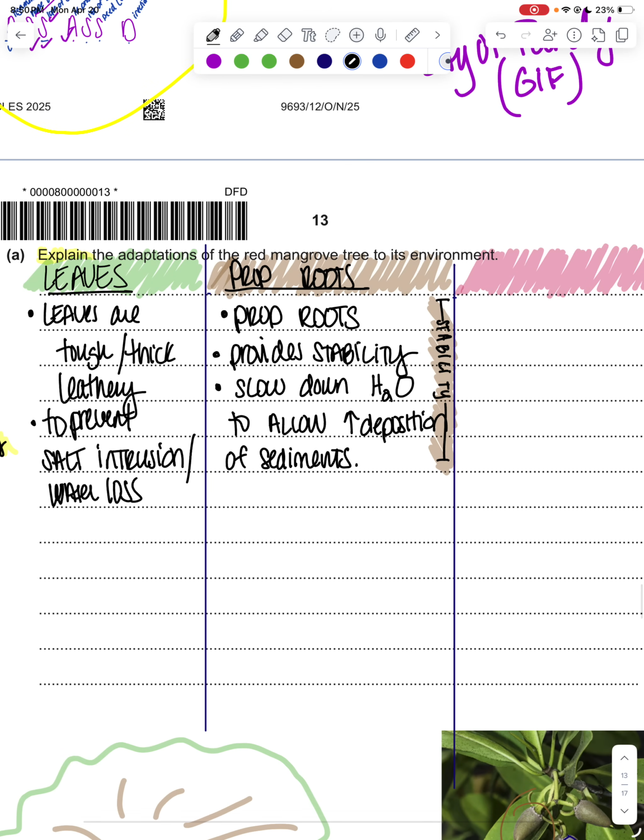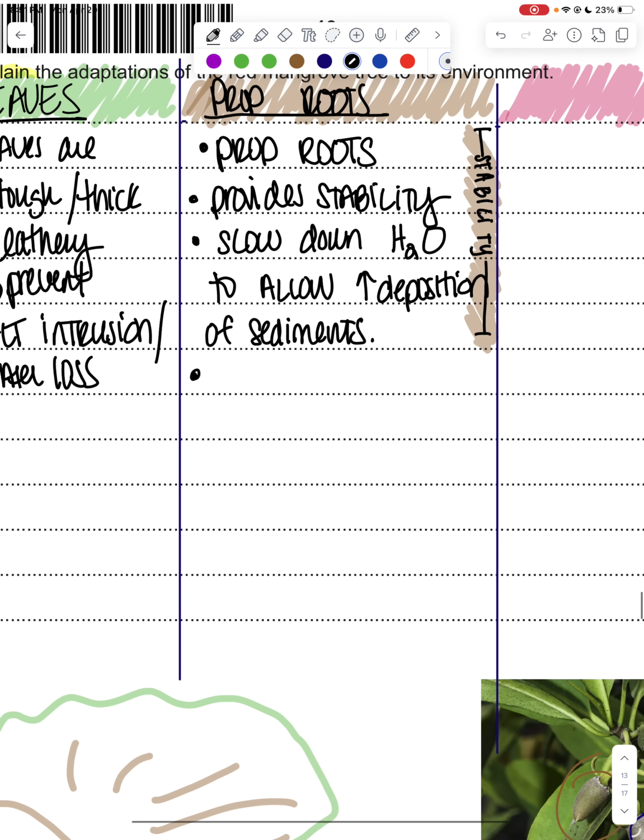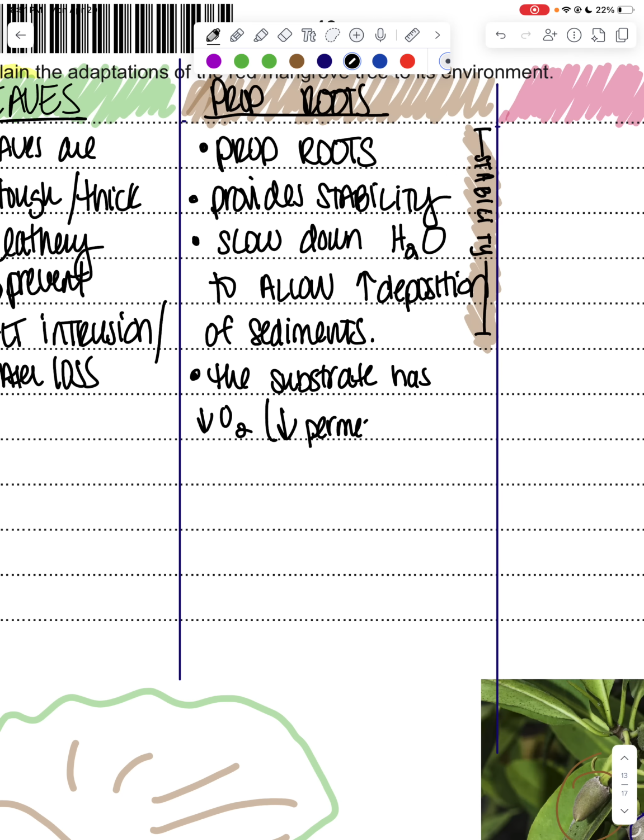Stability. Gas exchange. Okay. They do not have to go in this order either. The substrate has low oxygen. Just for your own sake, why? Because it has low permeability of gases.